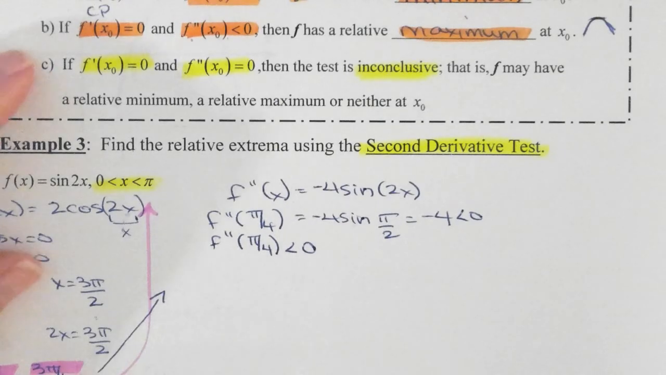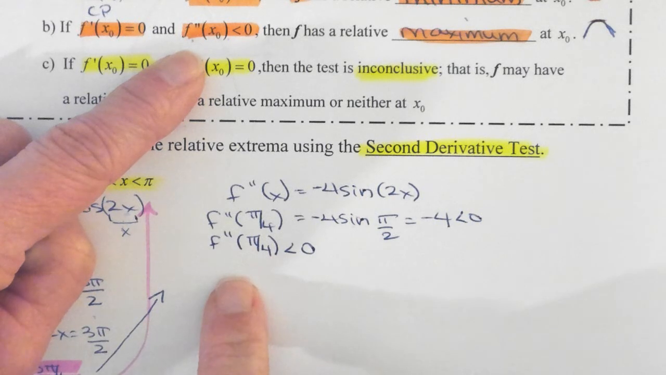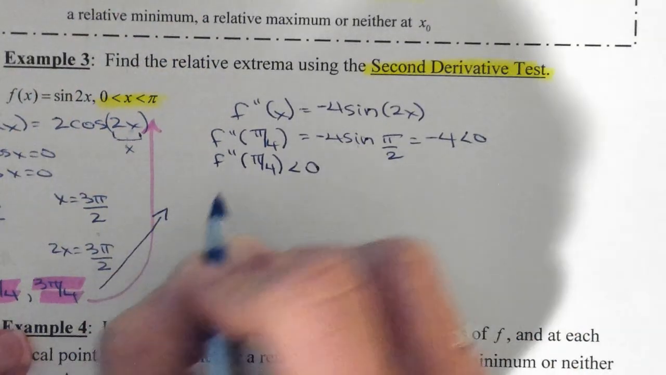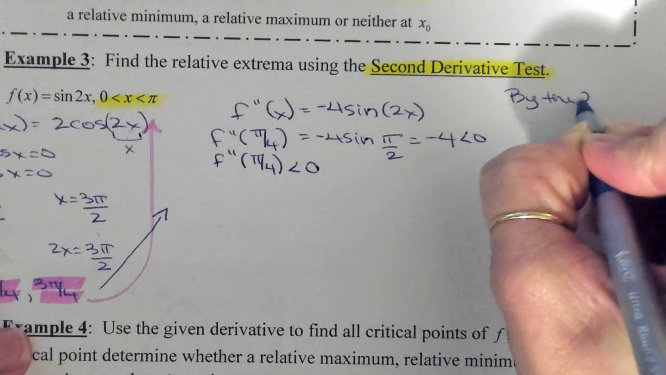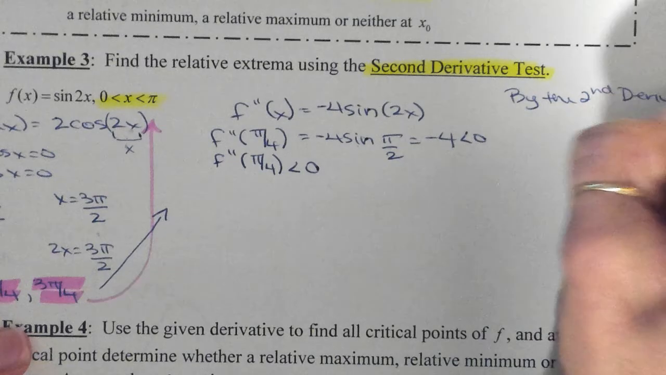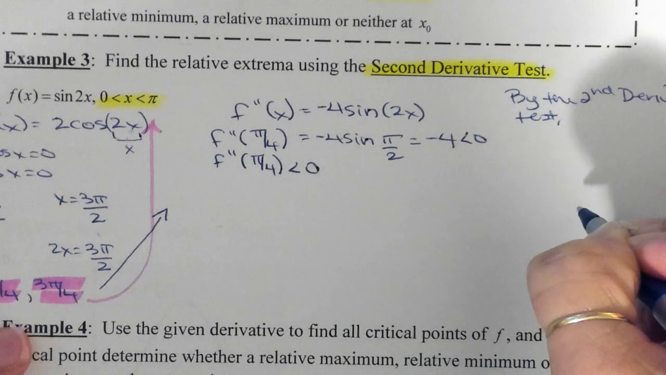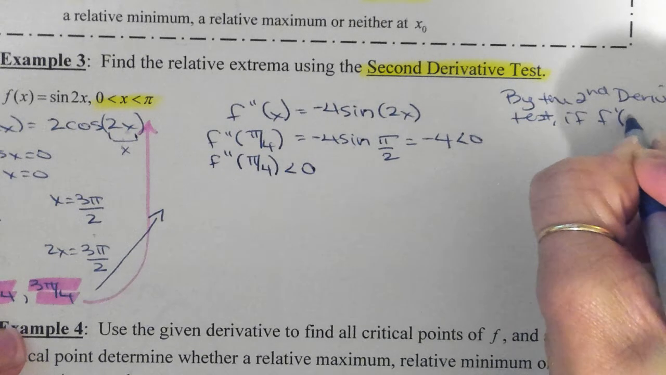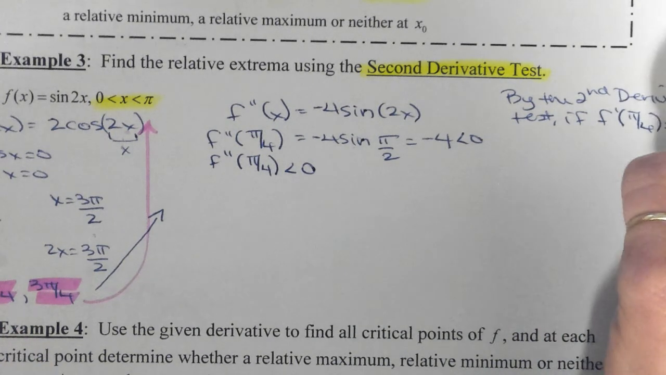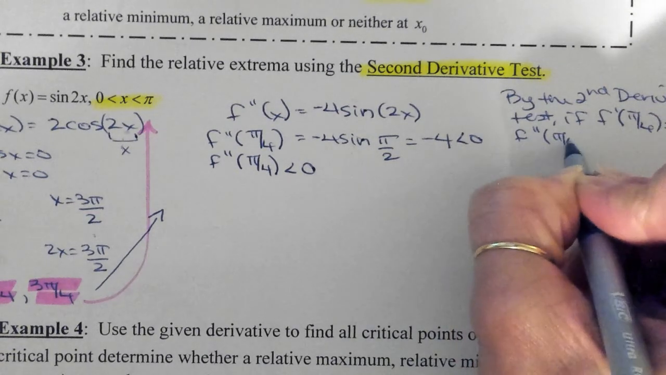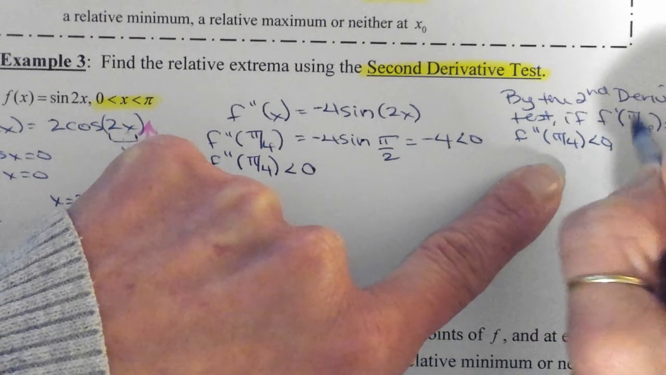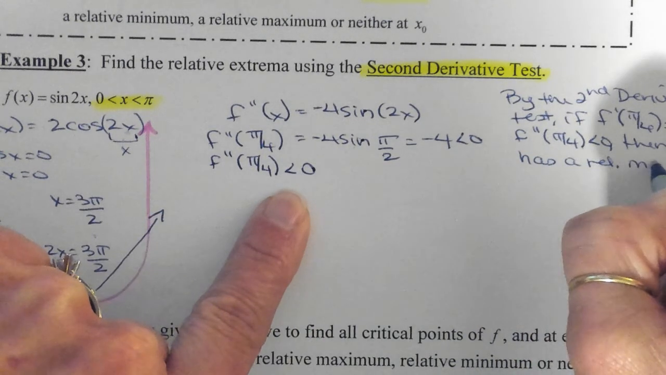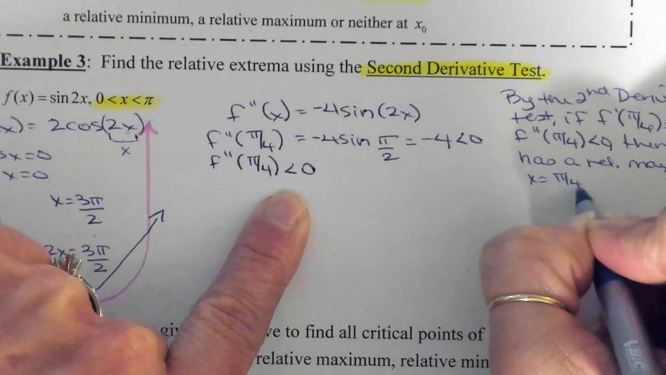Okay, so let's look at what that means. F double prime, what is this then? Relative, yeah, concave down, so I have a relative max. So, this is for the first part, so I'll just write my conclusion right here. By the second derivative test, if f prime of pi over 4 is equal to 0, which is what we got, and f double prime of pi over 4 we found is less than 0, then f has a relative, you just told me, max at x equals pi over 4. I know it's a lot.